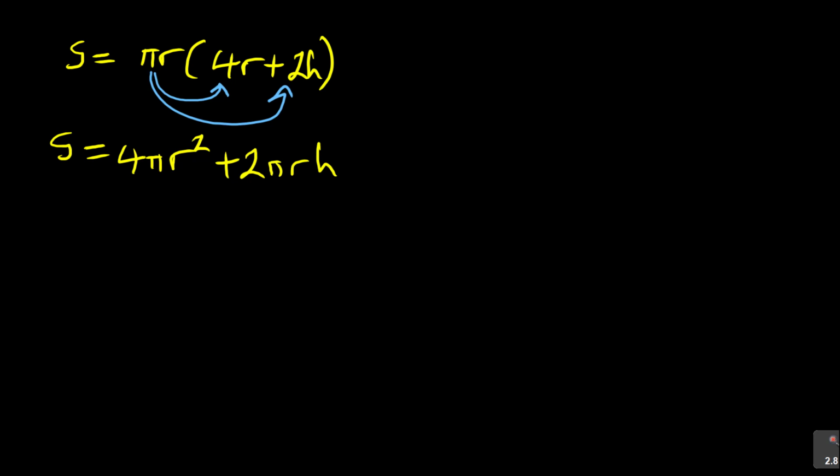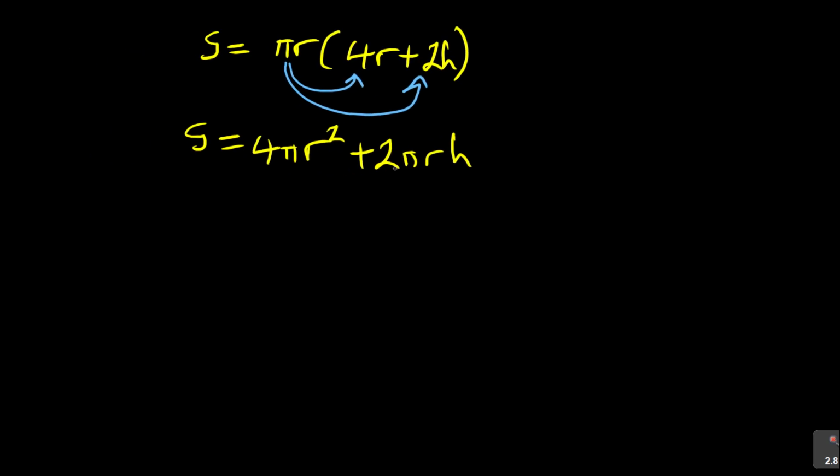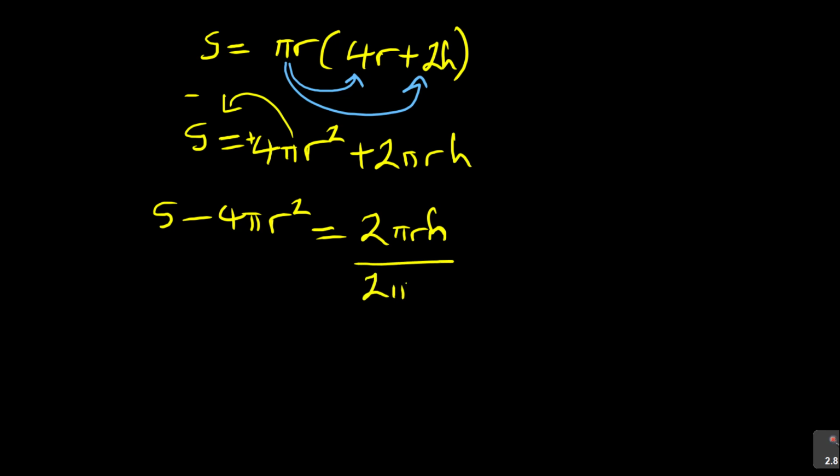Are you with me? Then remember our interest is h. Take this 4 pi r squared to the other side. It's positive, it will become negative. So it's s minus 4 pi r squared is equal to 2 pi r h. I think that we're interested in h. So now divide everything by what you don't want. 2 pi r, divide by 2 pi r. But what you do on the left, you do on the right.